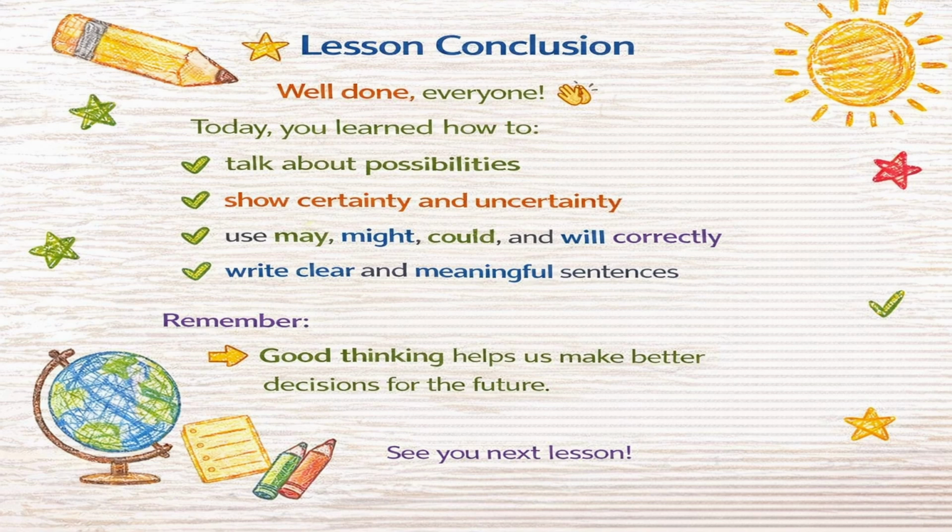Lesson conclusion. Well done, everyone. Today, you learned how to talk about possibilities, show certainty and uncertainty, use may, might, could, and will correctly, and write clear and meaningful sentences. Remember, good thinking helps us make better decisions for the future.